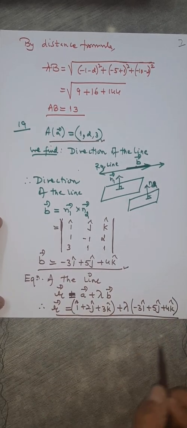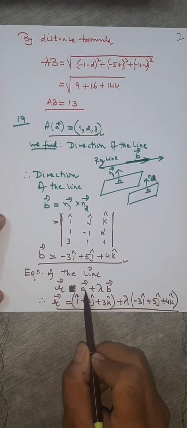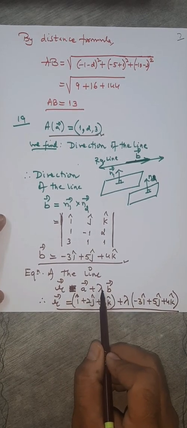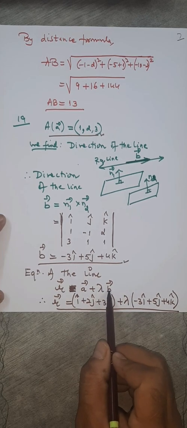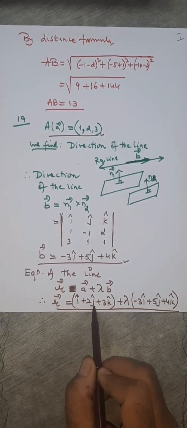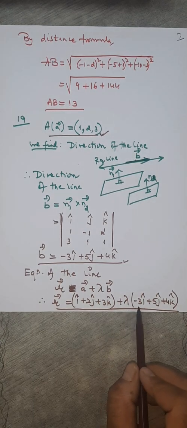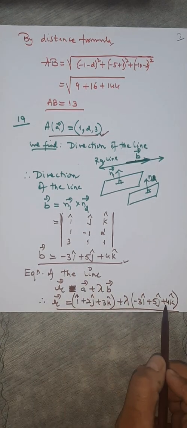Line in the vector form here. Vector r equals vector a plus lambda, that's the scalar, times the direction of the line. Vector a plus lambda vector b. Here, this is 1, 2, 3, the fixed point, plus lambda, here -3i plus 5j plus 4k.